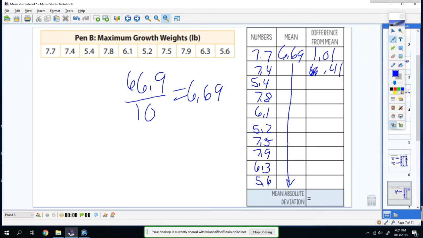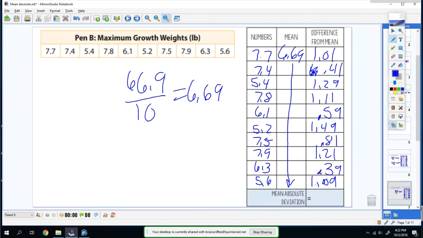That'd be 0.41. 5.4 minus 6.69, 1.29. 7.8 minus 6.69, 1.11. 6.1 minus 6.69, 0.59. 5.2 minus 6.69, 1.49. 7.5 minus 6.69, 0.81. 7.9 minus 6.69, 1.21. 6.3 minus 6.69, 0.39. 5.6 minus 6.69, 1.09. So now we're going to add them up.